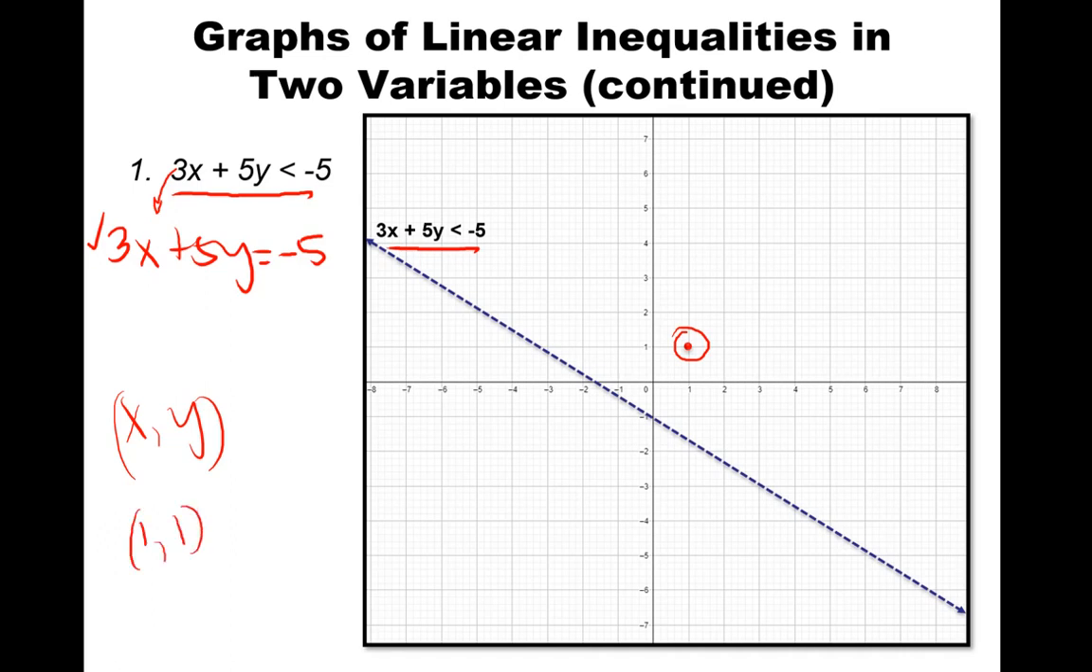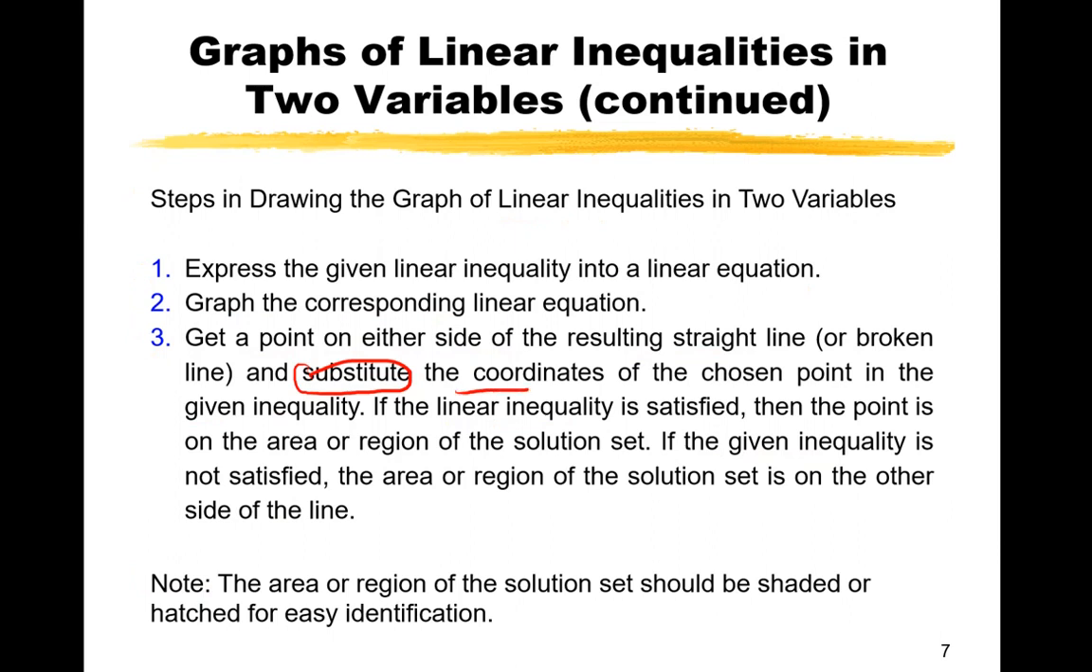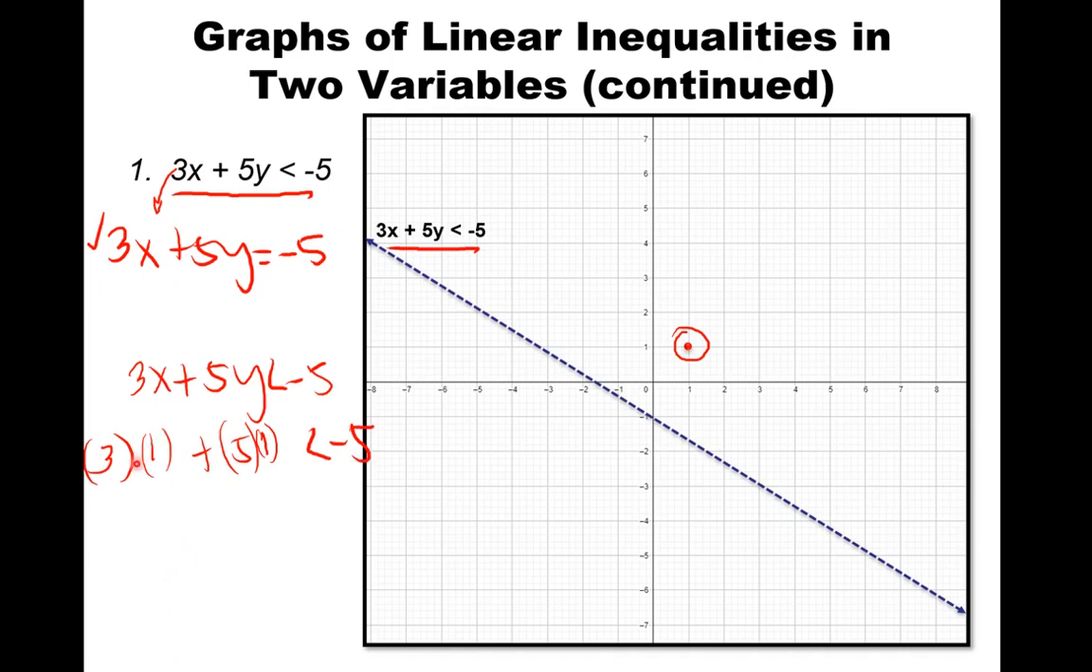Kung kinuha natin yung (1, 1), ang susunod natin gagawin dyan, based on our step right here is, we have to substitute the coordinates of the chosen point in the given inequality. Kung isa-substitute natin ito, we have the inequality 3x plus 5y is less than negative 5. 3 times 1 plus 5 times 1 is less than negative 5. What's the value of 3 times 1? That's 3. Plus 5 is less than negative 5. 3 plus 5 will give you 8 is less than negative 5. Is this statement correct? Of course, no. This is false. 8 is greater than 5.